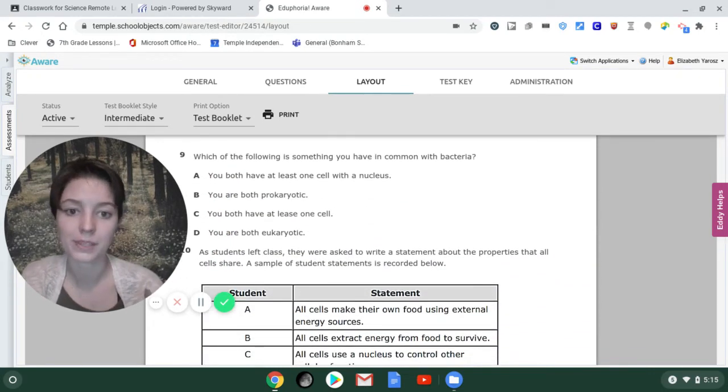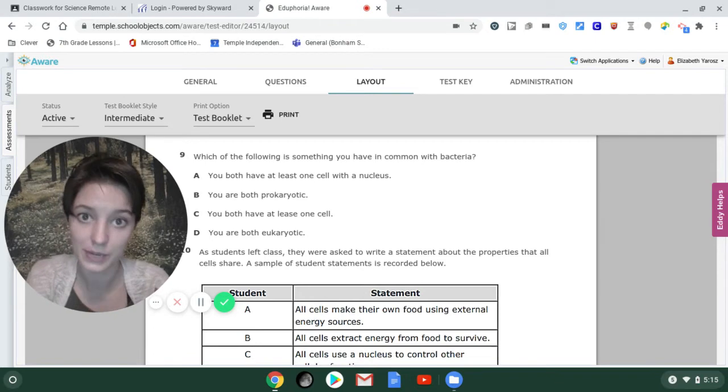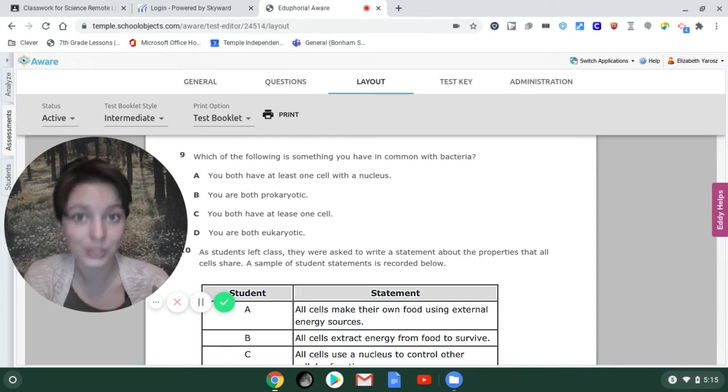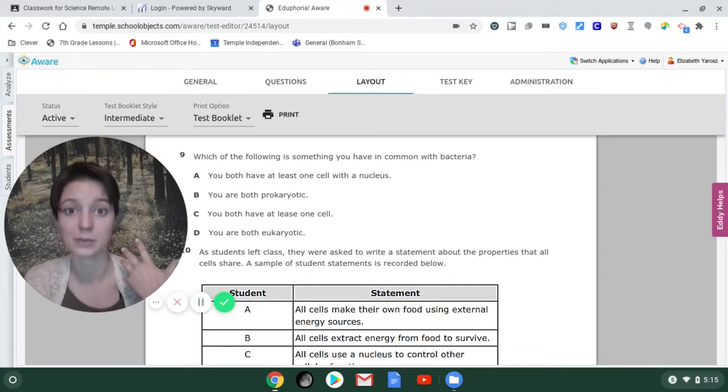9, which of the following is something you have in common with bacteria? You both have at least one cell with a nucleus. Sounds okay, but it's not. Again, bacteria are prokaryotic. Pro means they do not have a nucleus and membrane-bound organelles. So A is no good. You're both prokaryotic? No, I'm eukaryotic. We have eukaryotic cells. That means they're more complicated. They have organelles in them, including a nucleus. You both have at least one cell. Bingo. Bacteria is alive. I'm alive. If anything's alive, it has to have at least one cell. And both are eukaryotic? Nope, bacteria is not.